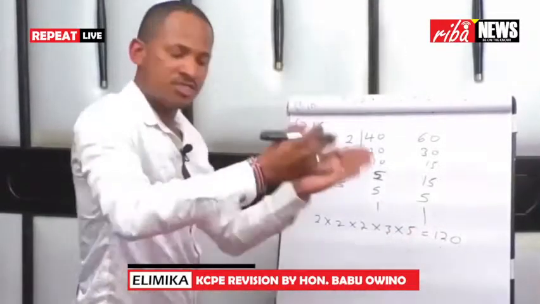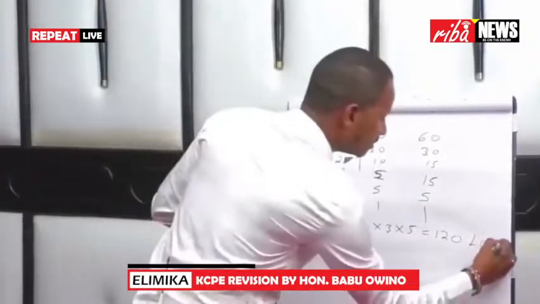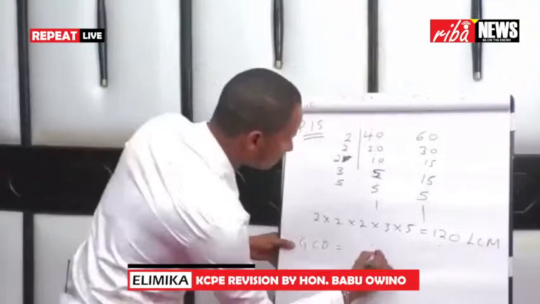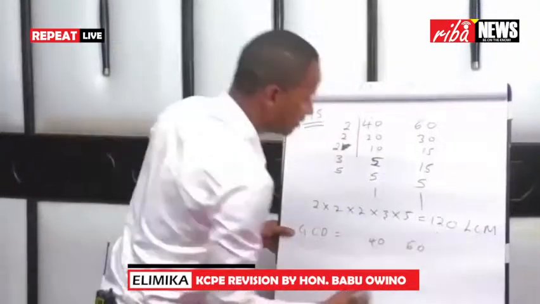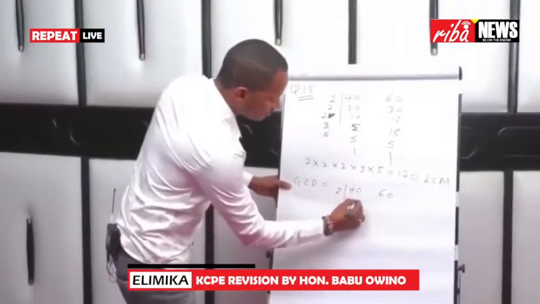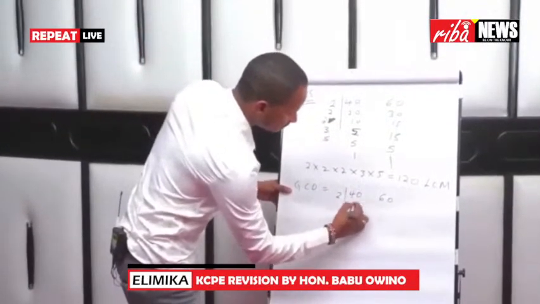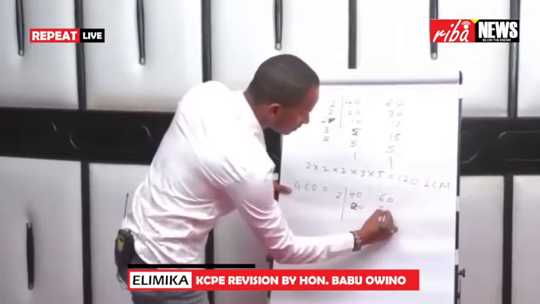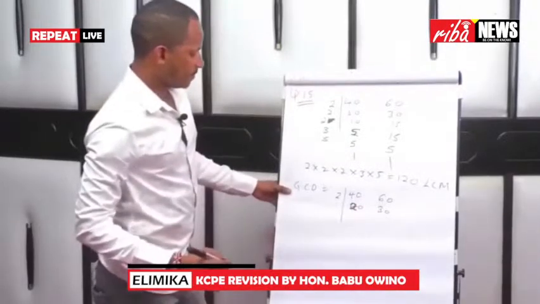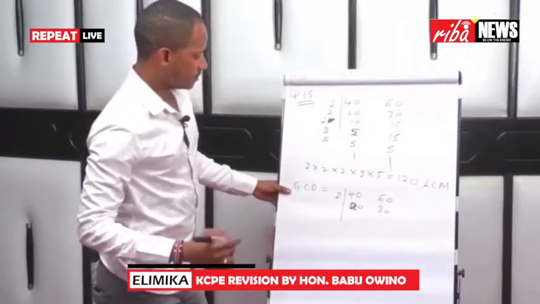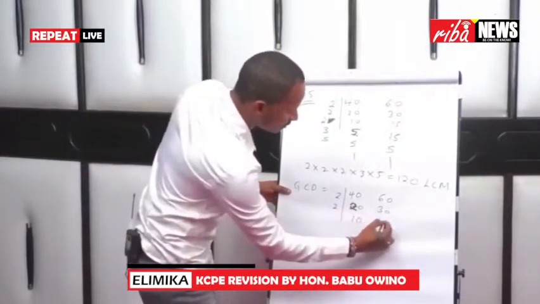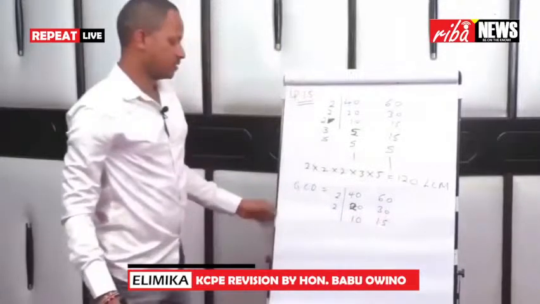Then get the GCD. This is the LCM. Then the GCD of 40 and 60. First of all, use the least factor, that is 2. 2 goes here, 20. 2 goes here, 30. Then 2 again. 2 goes here, 10. 2 goes here, 15. Now we can't use 2.